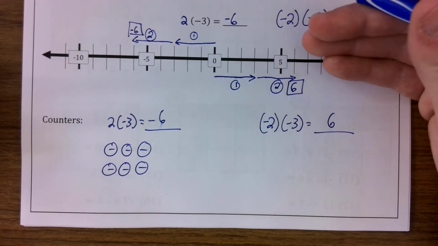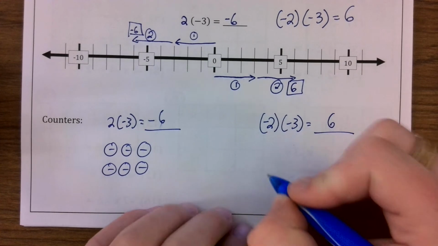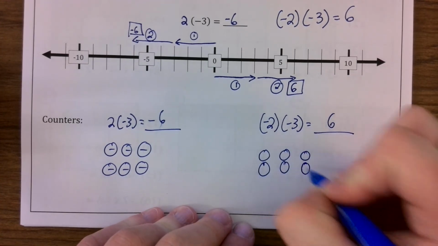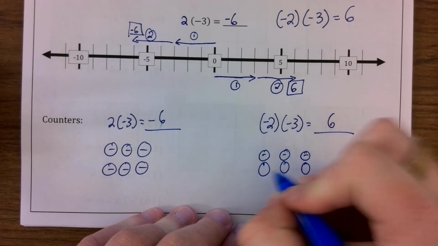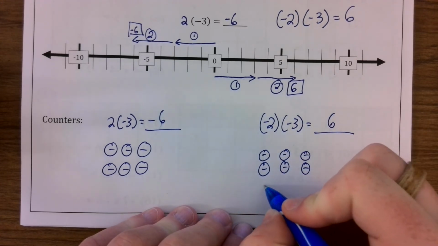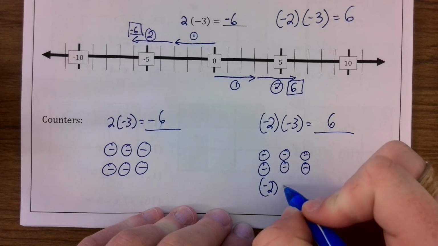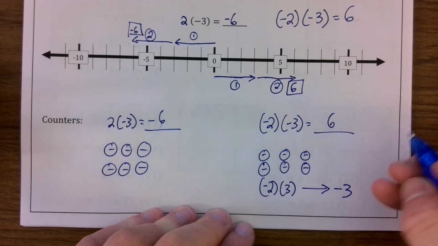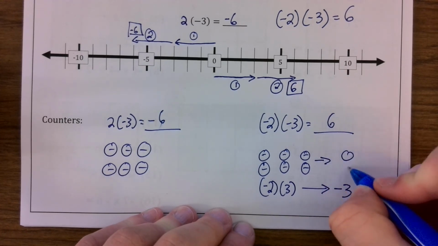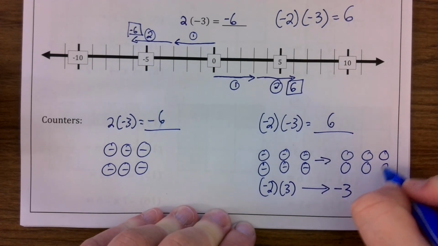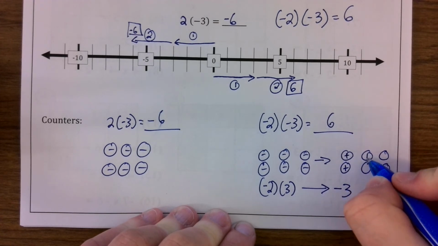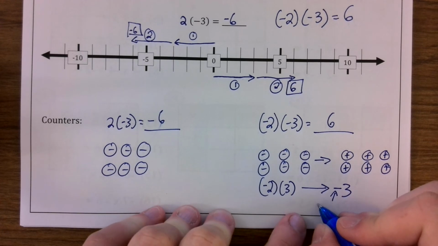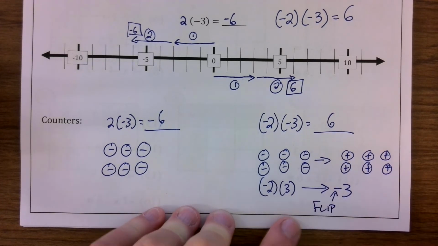And here's how I would diagram that. We have 1, 2, 3, 4, 5, 6. We're starting out with negatives, so this is negative 2 times 3, but we have a negative 3, which means we have to turn our counters over to make them positive. So this negative sign tells us to flip our counters over.